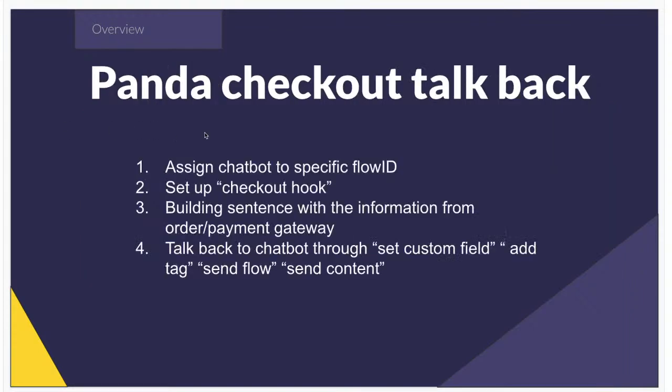Okay. Another part is how the Panda checkout talks back. We need to assign each flow to a chatbot so that Panda checkout knows which platform it's talking back to. And we need to set up different triggers, or different hooks, we call them hooks. And then you can build the response, build the message you want to send to the user. Okay. And you can have the input and output. Input is the information that comes back from the payment gateways. Output is that you can set custom fields, add tags, send a flow, or send content so that you can send it back to the chatbot user.